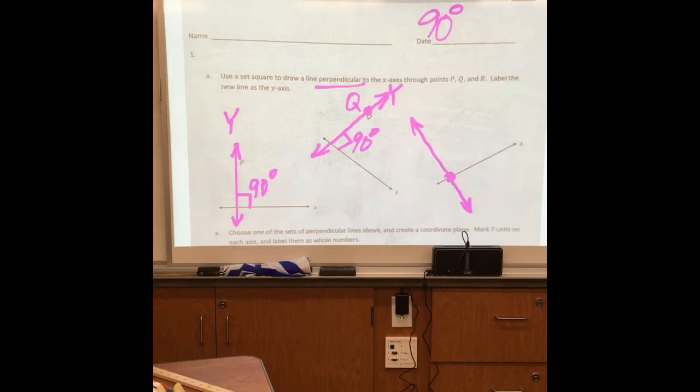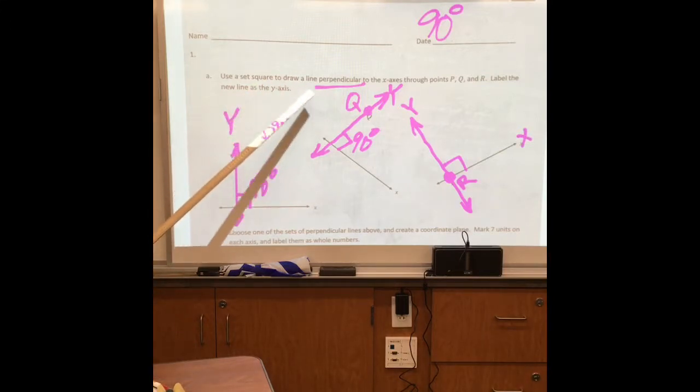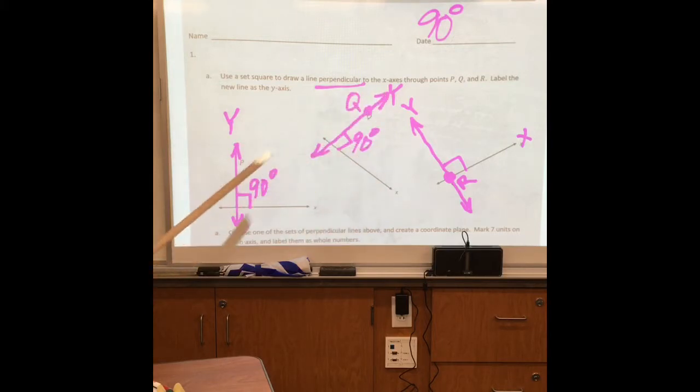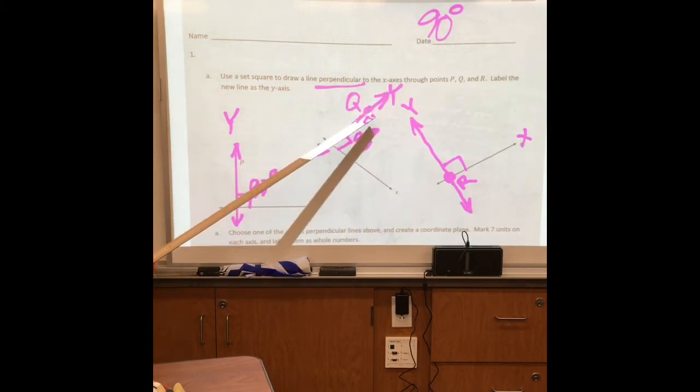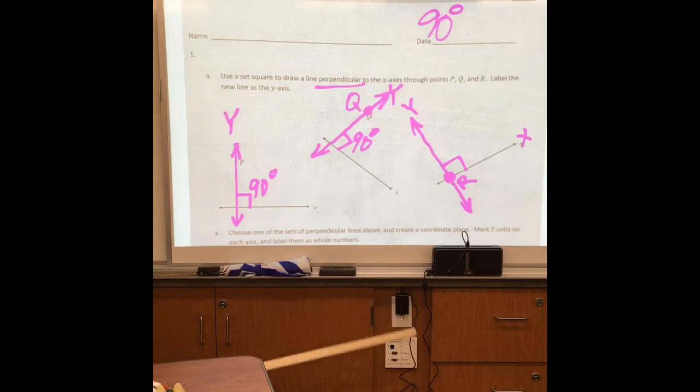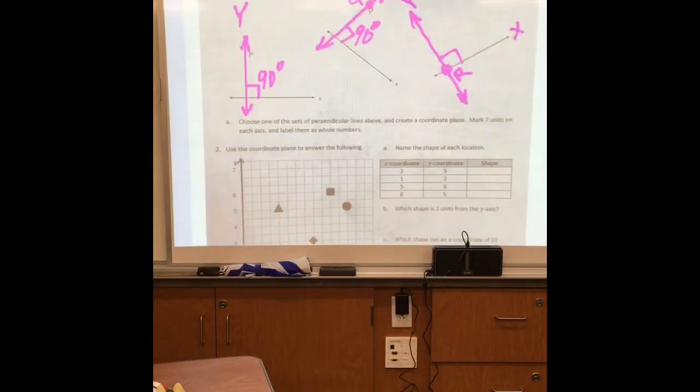And this was R, is that correct? Yeah. And this is 90 degrees. That's what that means. This is our y-axis. This is our x-axis. And we used our square to draw perpendicular lines, P, Q, and R. That's the way that's done.